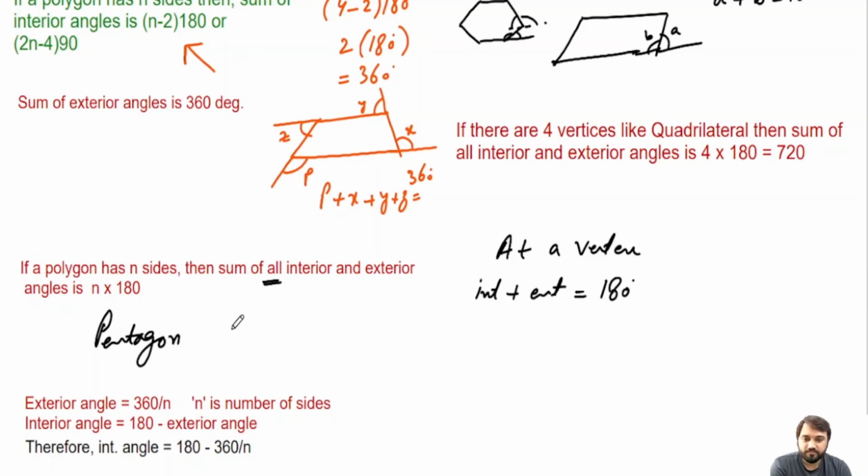Pentagon has 5 sides, so n would be equal to 5, into 180 degree. In order to tell how many interior and exterior, the sum of interior and exterior angle would be equal to, you multiply, that would be equal to 900, in which 540 interior angles and 360 exterior angle.